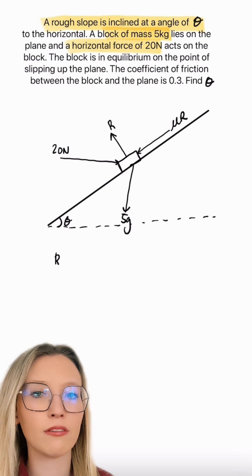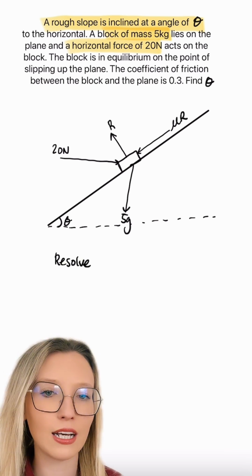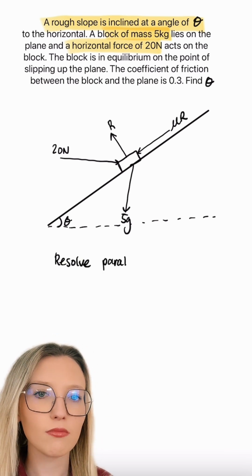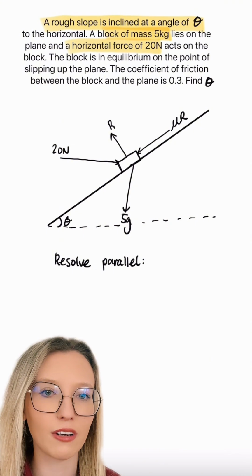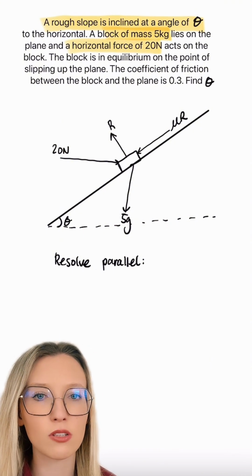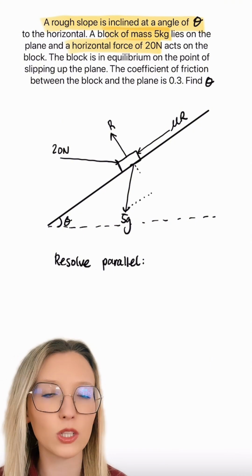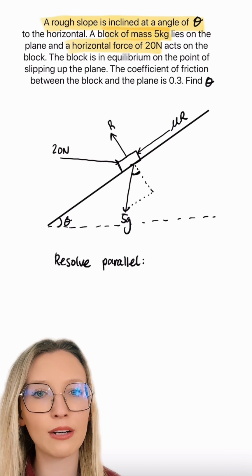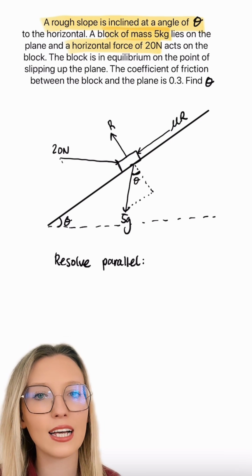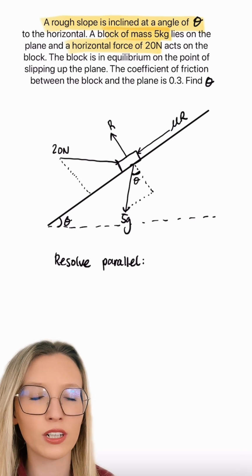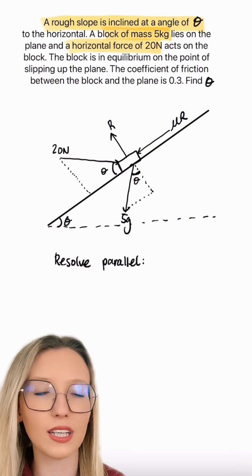So let's start by resolving parallel to the plane. And let's go in the upwards direction. So what we firstly want to do is resolve our forces 5g and 20N. Well, we know that here will be theta, and on our 20N, if we draw in on our triangle, here will be the angle theta.